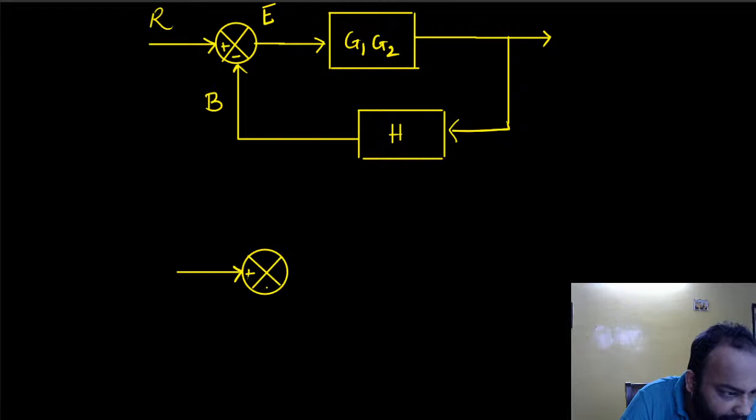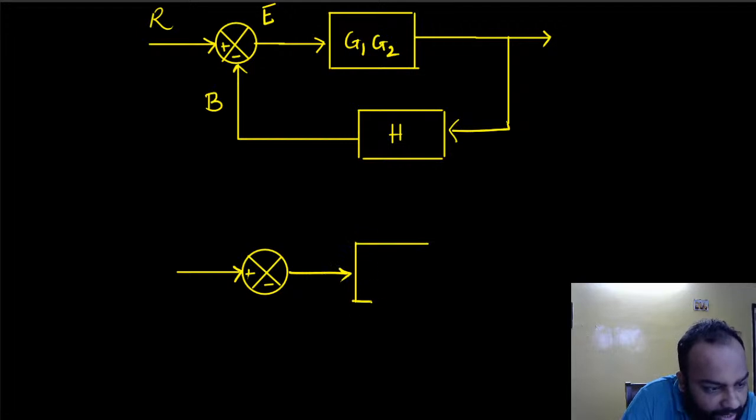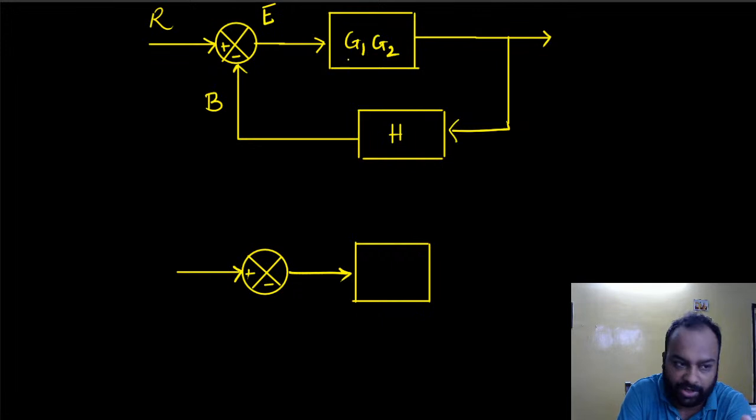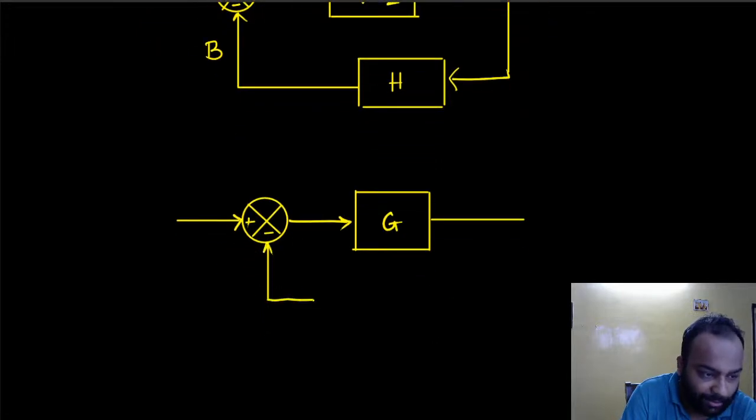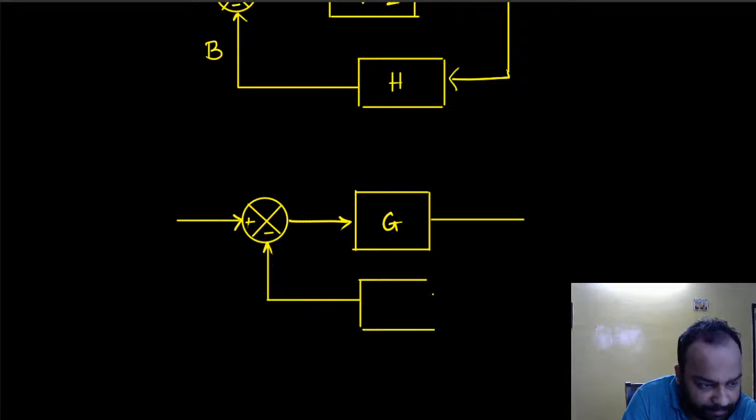All right, we have the same configuration here, but instead of calling it G1 G2, because try to understand, G1 is a complex function, G2 is a complex function. I can of course multiply them, and if I multiply them, I can also call them with a different name, right? So what I have essentially done, I have clubbed G1 and G2 together, and I am now calling them just G.